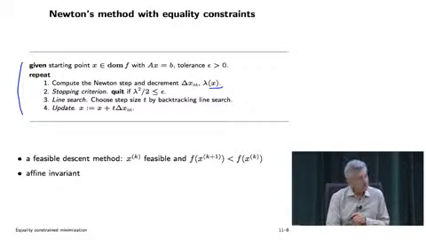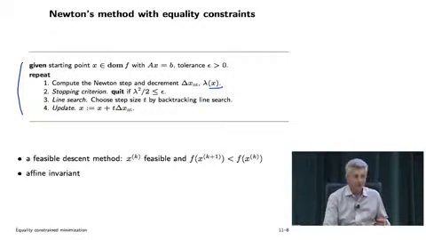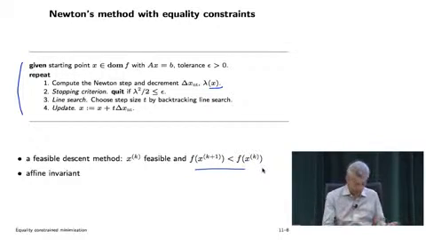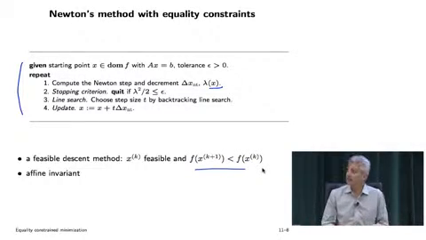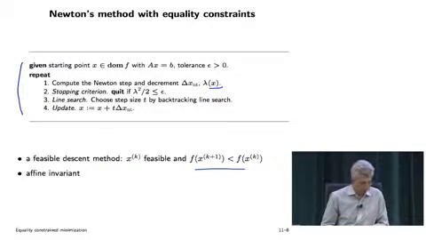And it's a feasible descent method, meaning every step x is feasible, and your objective goes down unless you're at the optimum point. And it's affine invariant. If you change coordinates, it doesn't matter. I mean, you get a commutative diagram. You get exactly the same algorithm. By the way, what that means is that scaling is sort of a second order issue for Newton methods, right?